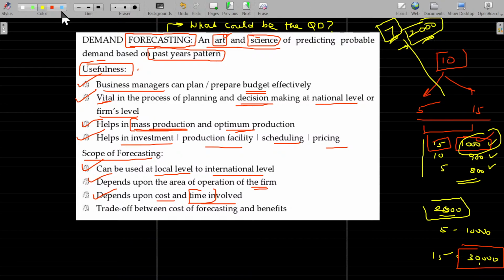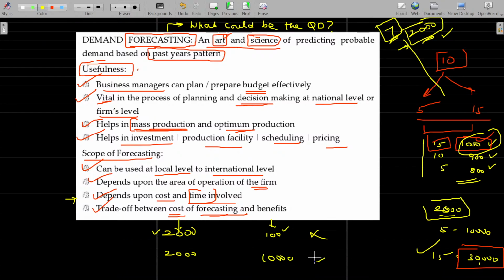That depends upon the cost involved and the benefit we save. That will also be a matter here. Do I want to go for forecasting or not? Okay, that's all about the trade-off between cost and forecasting. Cost of forecasting is 2000 rupees. Benefit of forecasting is only 100. Spending 2000 for 100 rupees of benefit is no use. Leave it. If the benefit could be 10,000 rupees, then you can spend the 2000 rupees.